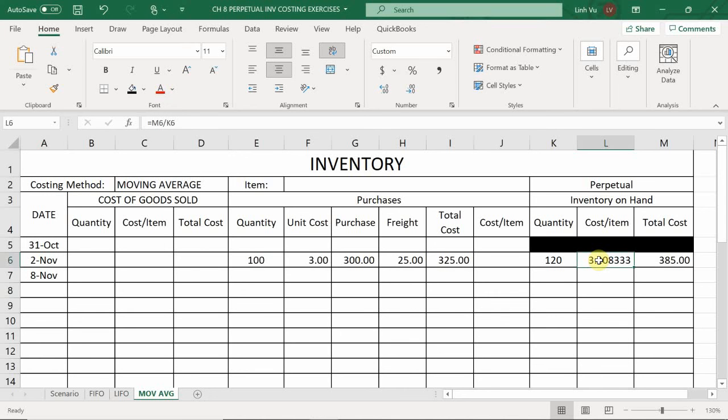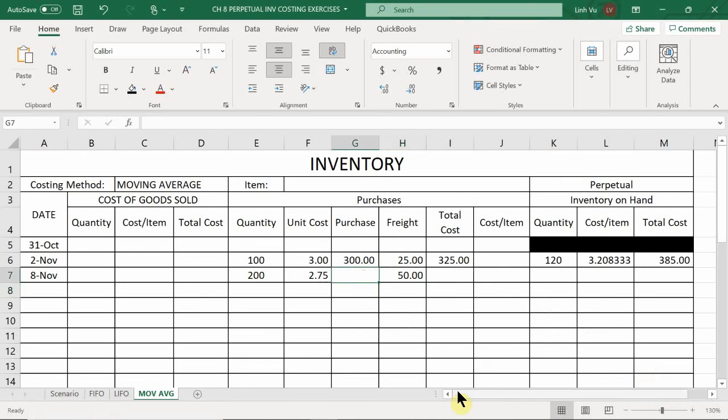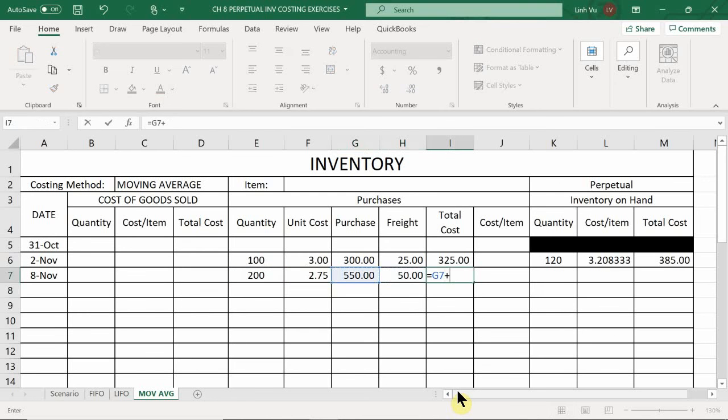This is November 8. We bought 200 units at $2.75 each with a freight of $50. So our purchase price equals 200 times 2.75, so our purchase is $550. Plus the freight of 50 gives us 600. And we have to add that over to our inventory on hand. Good.